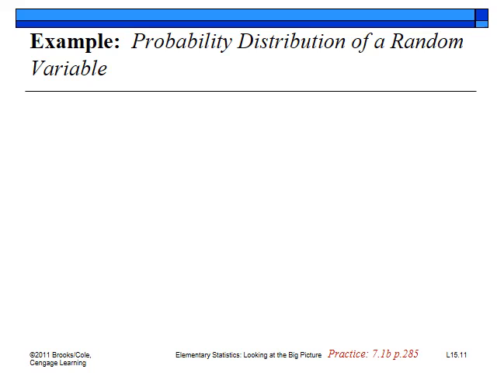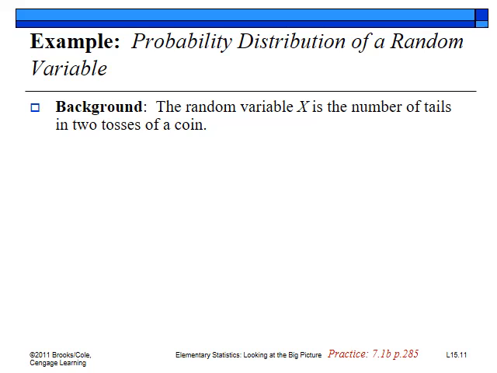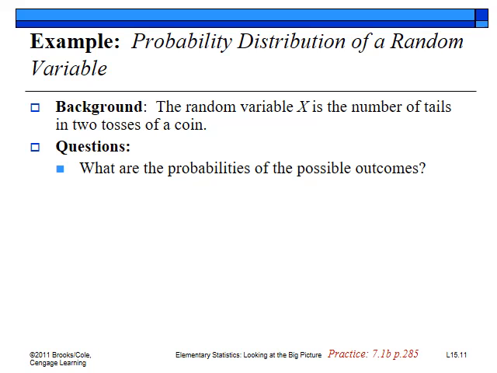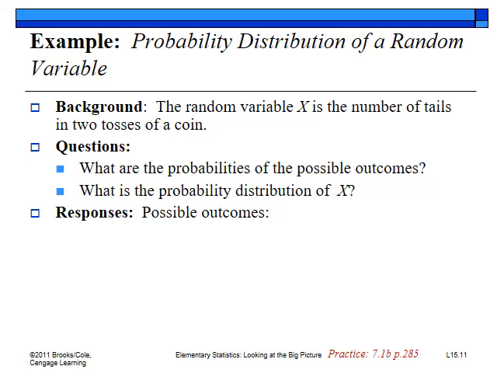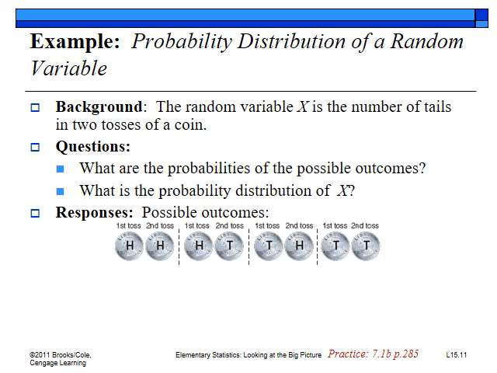So let's look at our simple example and compute the probability distribution. Our random variable X is the number of tails we see when we toss a coin twice. What are the probabilities of each of the possible outcomes? What is the distribution? Well, if we toss a coin twice, here are the ways that the coin could fall.